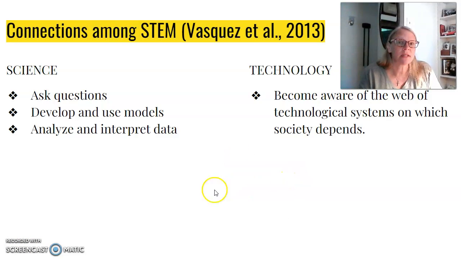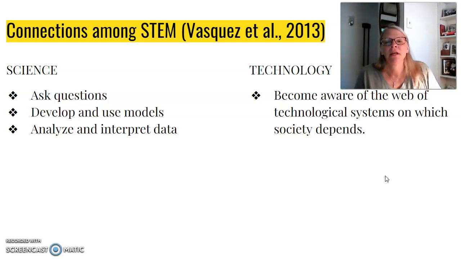And the last part was the connections among STEM. And science asks questions, develop and use models, which includes the modification with the stones and the possible concrete dust, analyze and interpret the data, and then technology using that app, become aware of the web. Besides just having math lessons on there or gaming, there is some really good other interesting information.